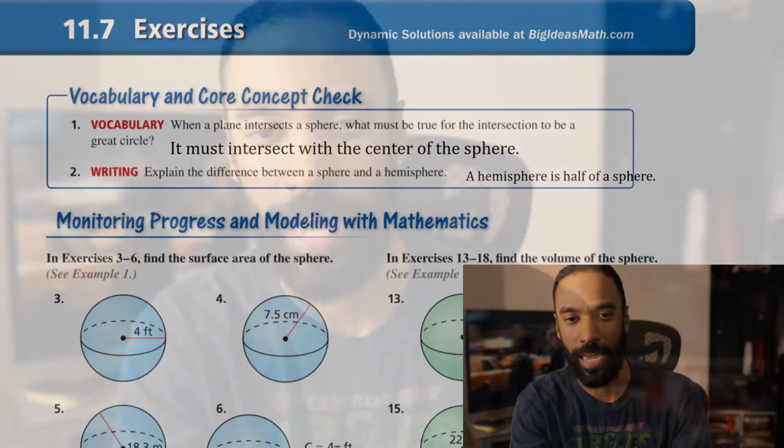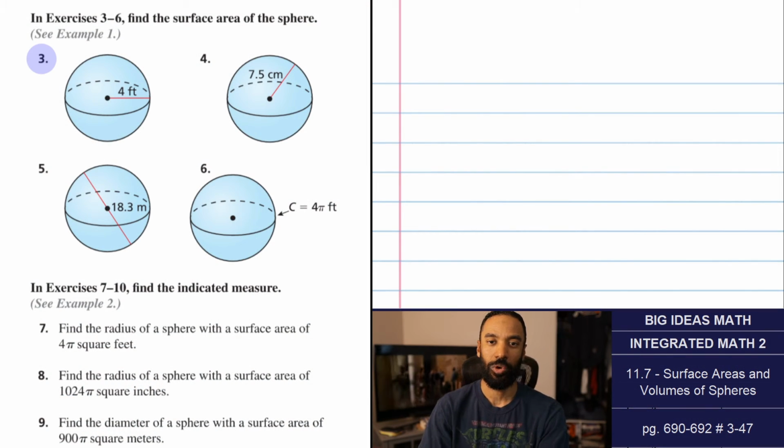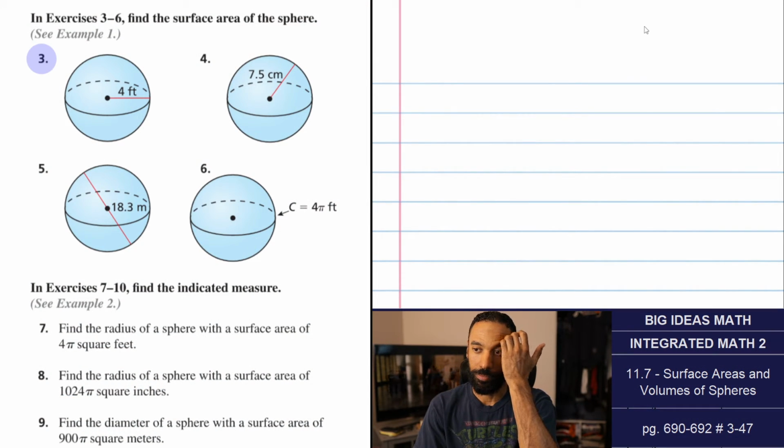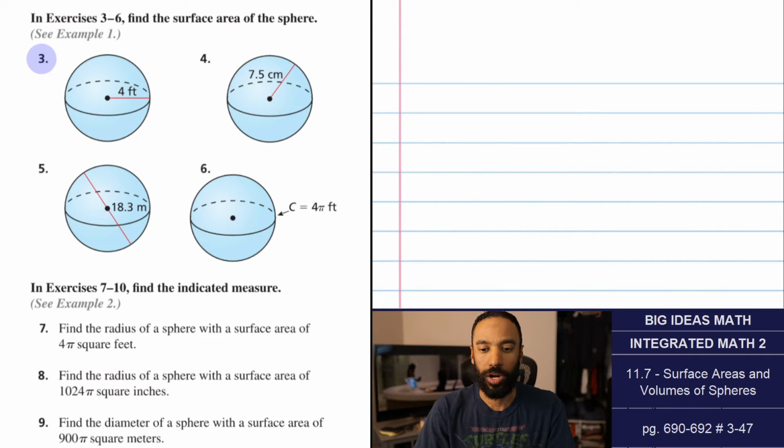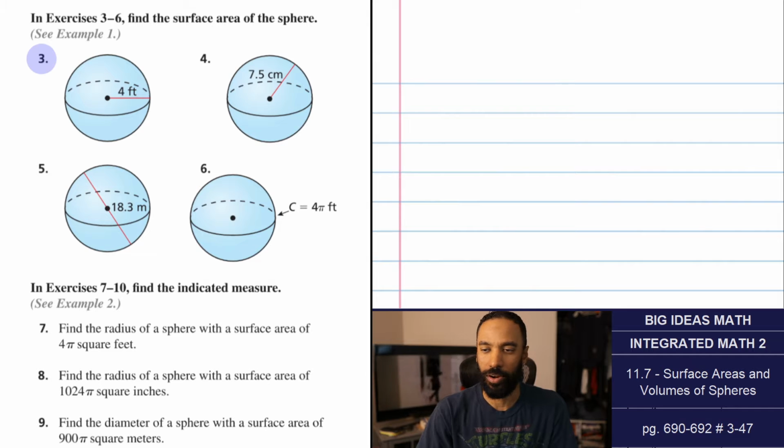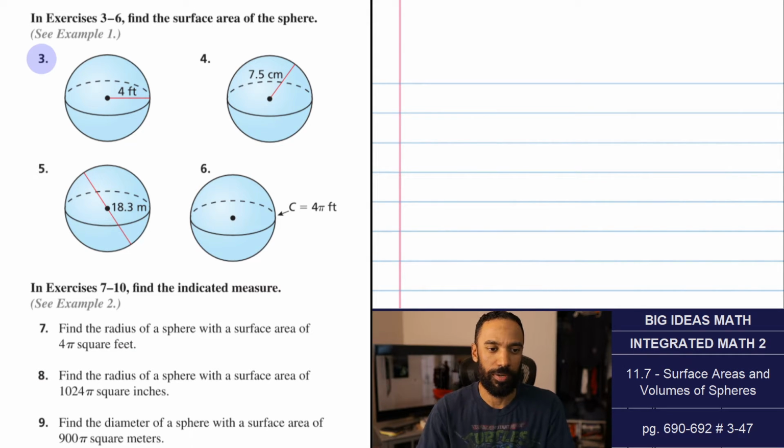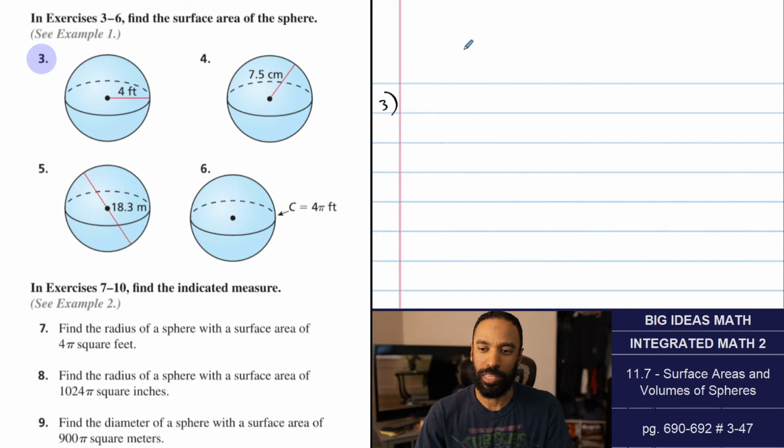Without further ado, guys, we are going to get into this official problem set, numbers, I think, 3 through 47. So let's see what we have in store for us. Let's get the pen ready. Starting with problem numbers 3 through 6. Find the surface area of the sphere, not hemispheres, but just a sphere. The surface area formula will be 4 pi r squared.